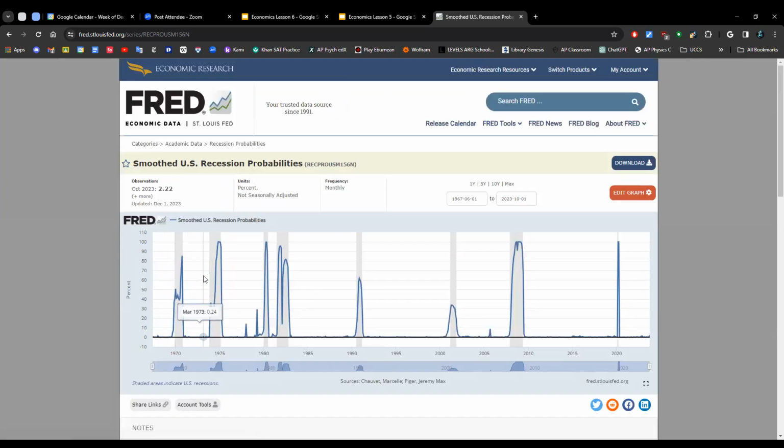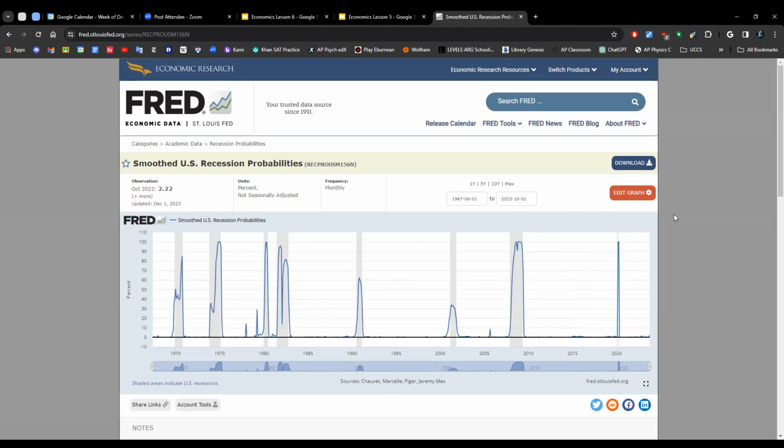But as you can see, like 1, 2, 3, 4, 5, 6, 7, 8. There's been 8 in the last 50 years. So assuming that you live to 80 years, there's probably going to be around 7, maybe 8 recessions in your lifetime. The dot-com bubble, I'm glad you asked.